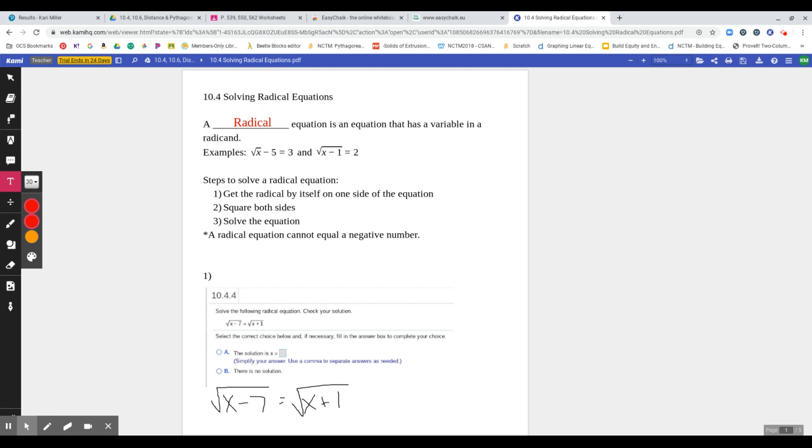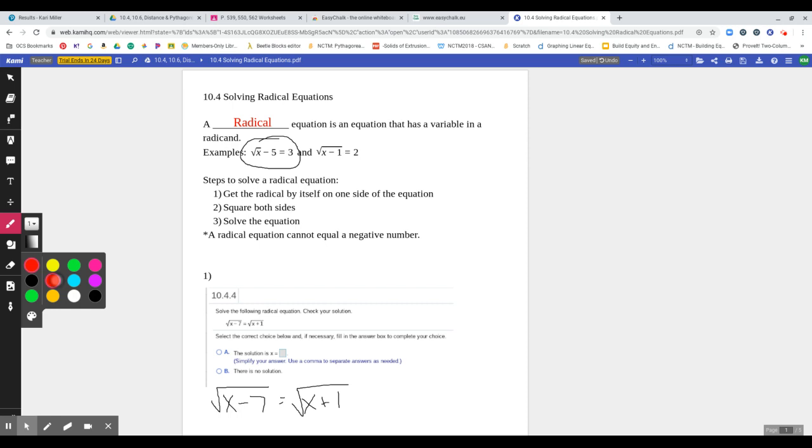Since we just got finished with radicals, we're going to look at solving radical equations. A radical equation is an equation that has a variable in a radicand. So, for example, the square root of x minus 5 equals 3. That is a radical equation. Or the square root of x minus 1, with x minus 1 underneath the radical. That is a radical equation.